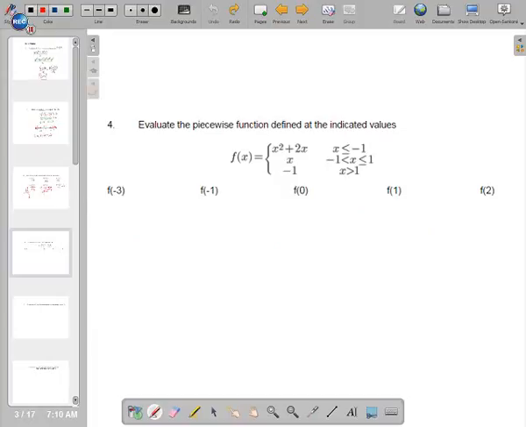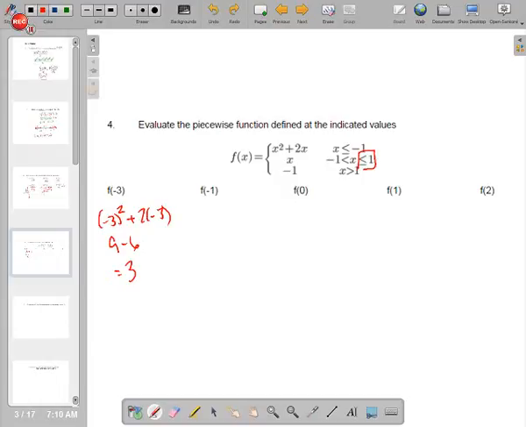Piecewise functions. The name of the game here is figure out which of these three pieces you need to use. If it says negative 3, I've got to figure out which piece negative 3 belongs to. So negative 3 is less than or equal to negative 1, which means I'm plugging it into the first one. Negative 3 squared plus 2 times negative 3.